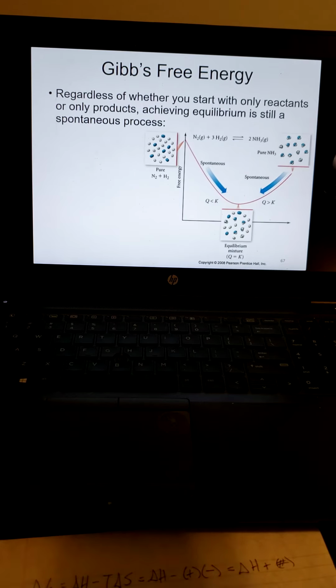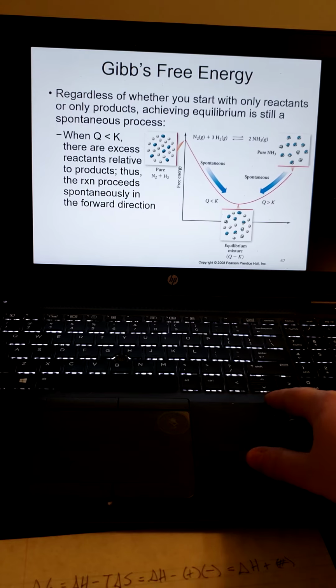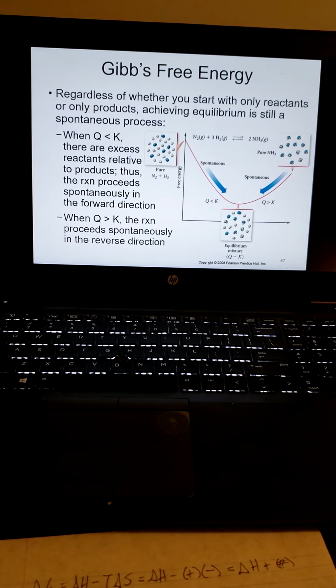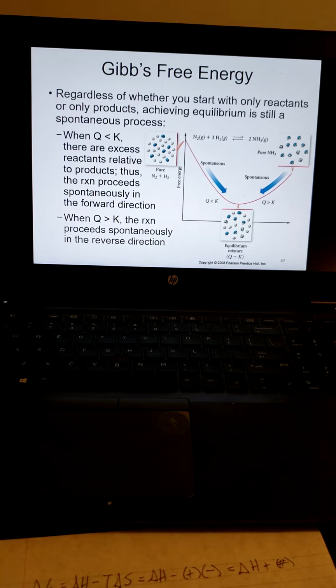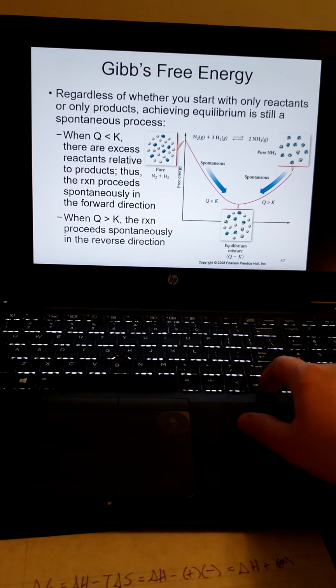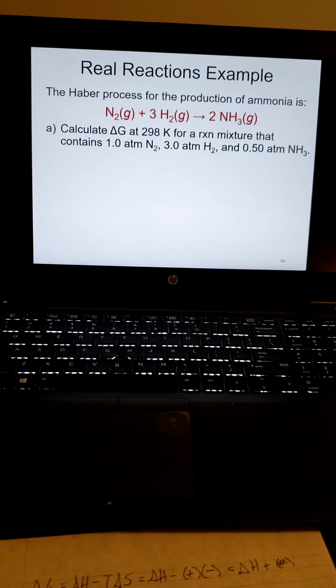Okay, so it also helps us figure out the spontaneity as far as how the reaction is going to proceed, right? Because if Q equals K, it's not spontaneous in any direction. We talked about this in chapter 15. If Q is less than K, then it's spontaneous in the forward direction. And if Q is greater than K, then it's spontaneous in the reverse direction. So this is just review from chapter 15, but since we're talking about Q now, I wanted to make sure that you remembered things. All right, so let's look at an example.